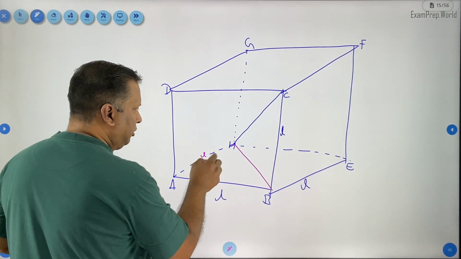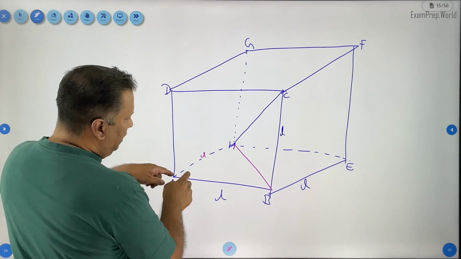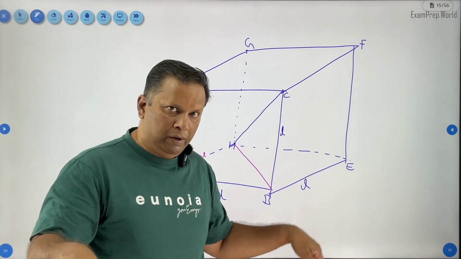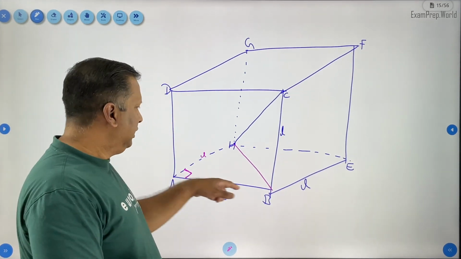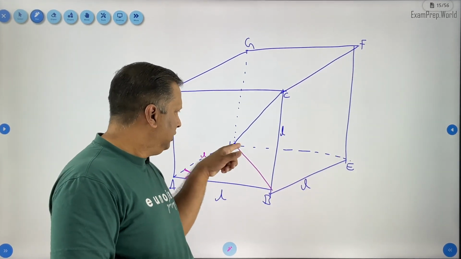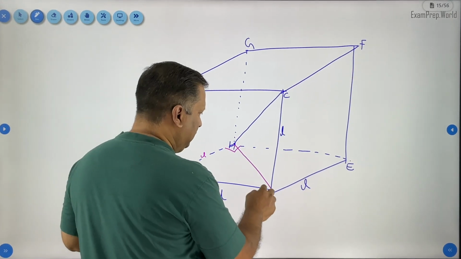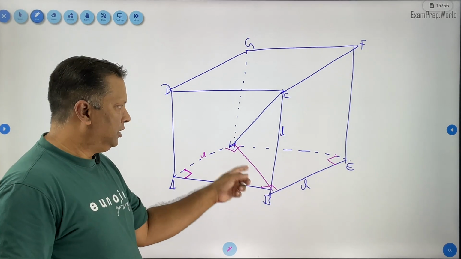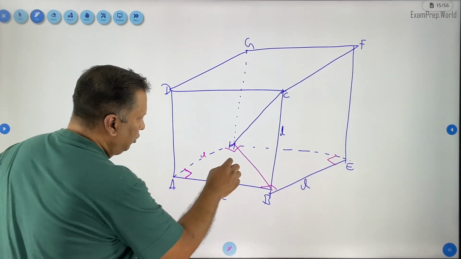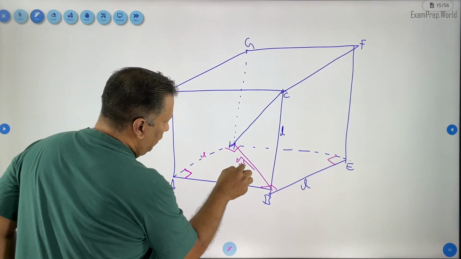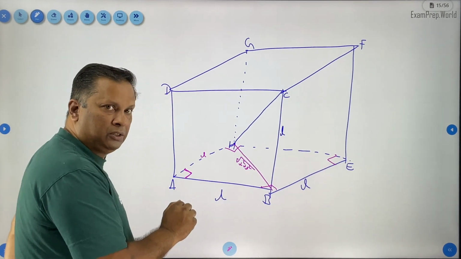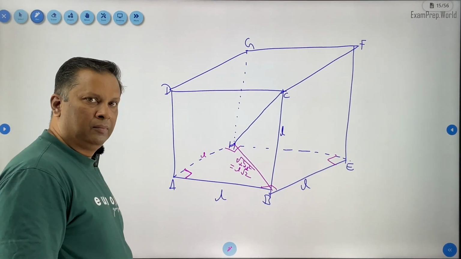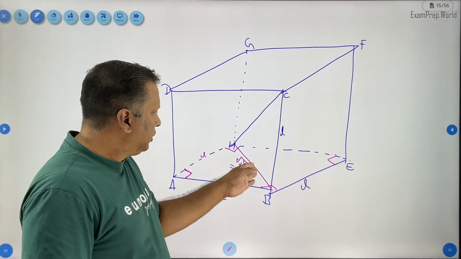You can use Pythagoras theorem because this is also L, right? And this one is 90 degrees because the bottom will be a square, and all the angles will be 90. This angle will be 90, this angle will be 90, this angle is 90 and this angle is 90. So L, L, and this is the hypotenuse. So it is root of L square plus L square, which is L root 2.